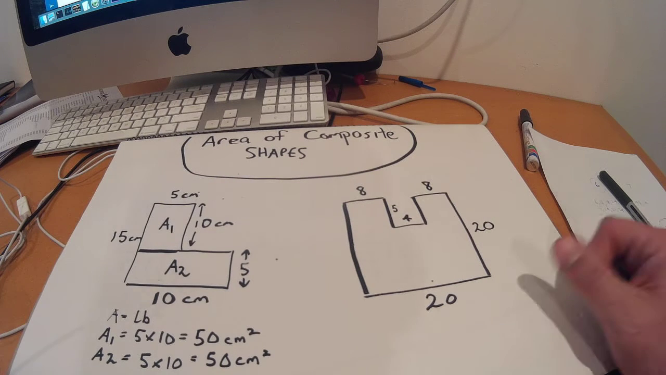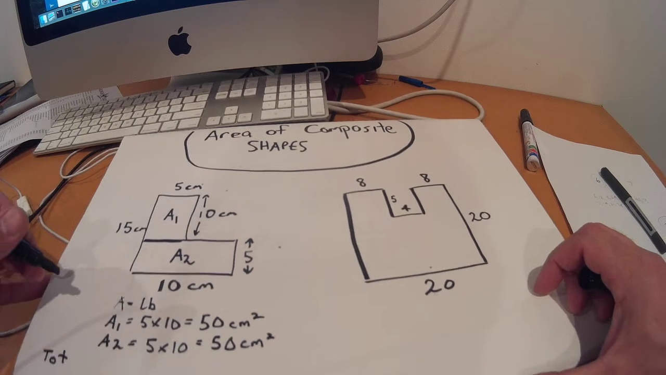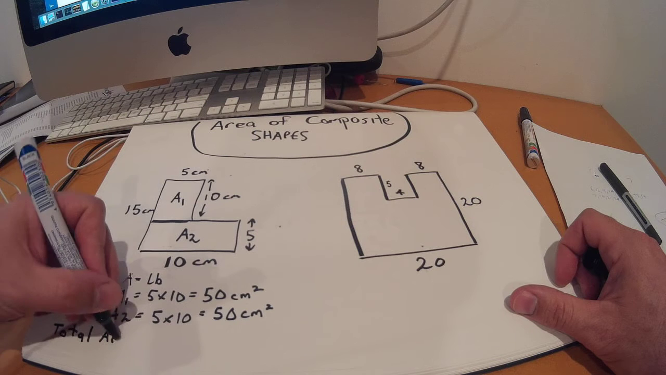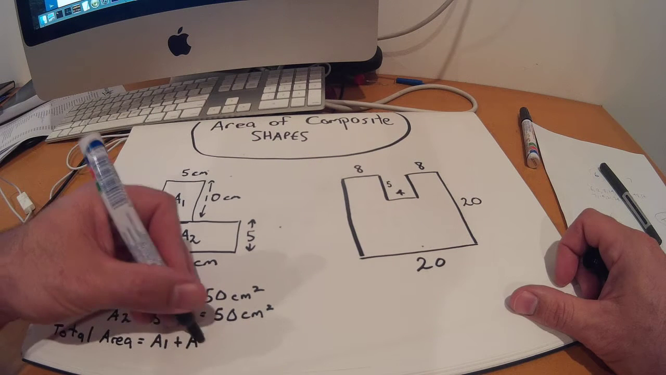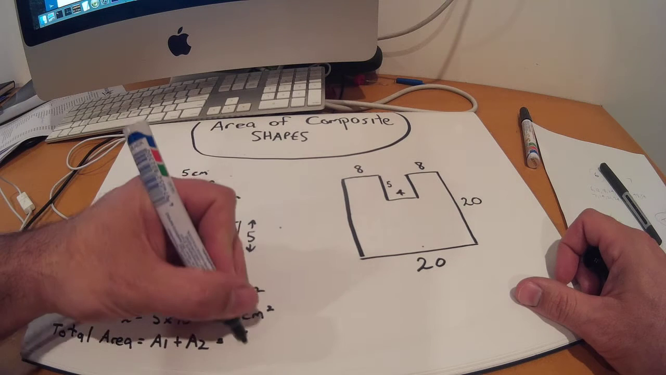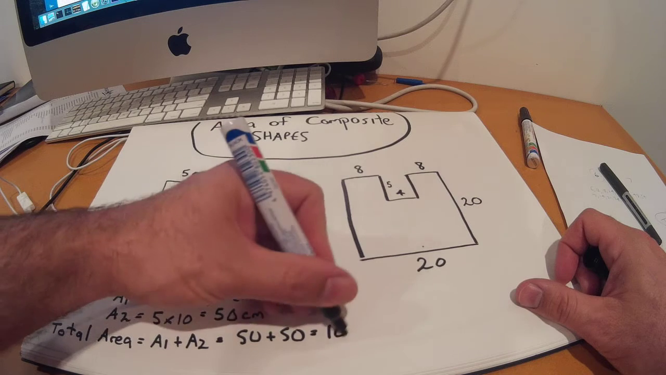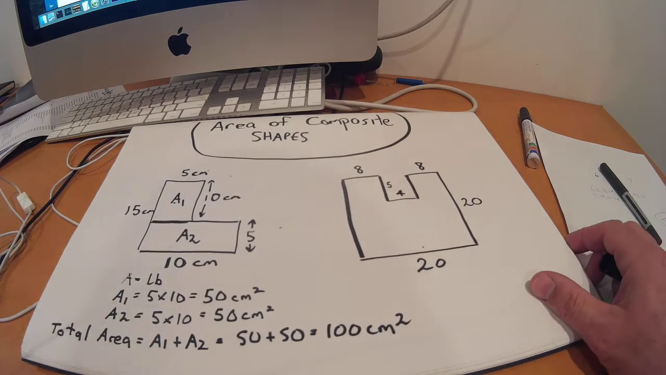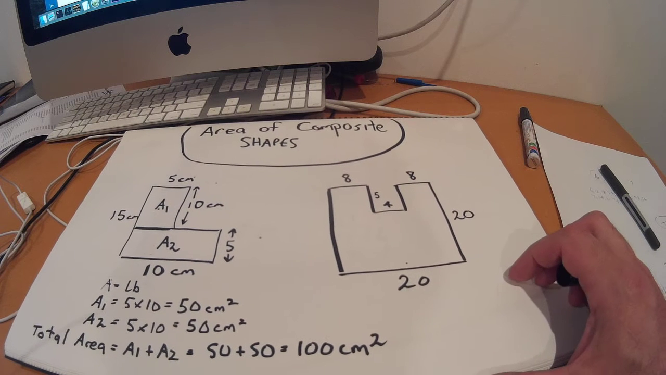And then if you want to know the total area, we write total area. I'll just move that up so you can see it. Total area is equal to A1 plus A2, adding those two areas together, which of course is equal to 50 plus 50. We know that that's going to be 100 centimeters squared. And that's how you use the additive method to work out the area of a composite shape.